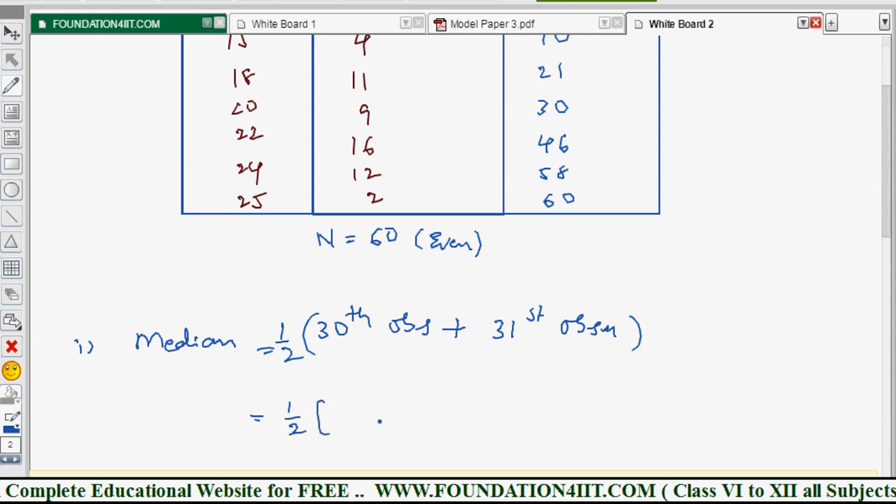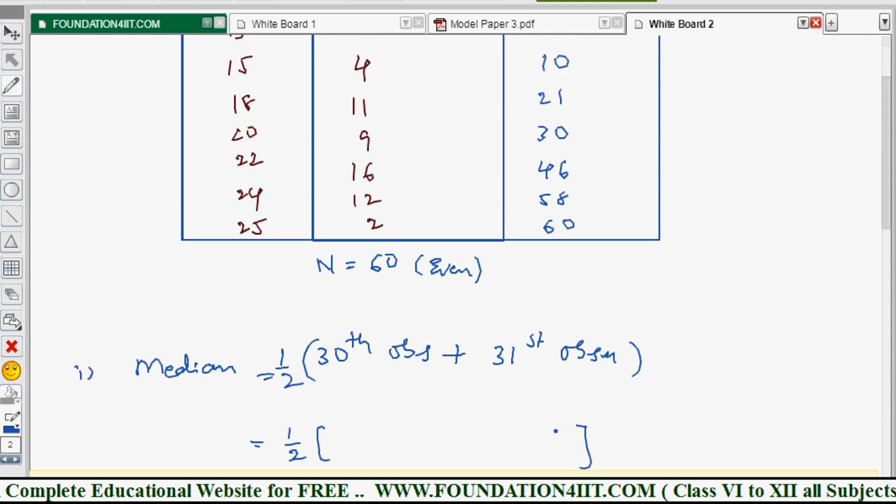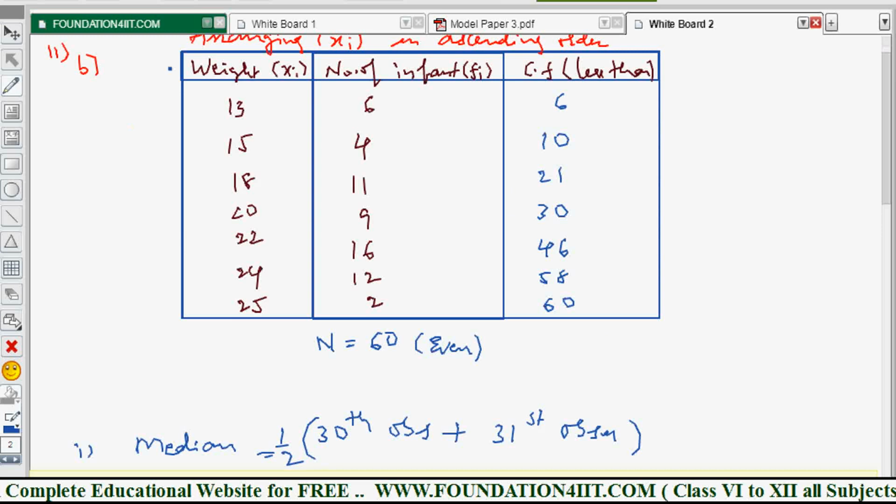So 1 by 2 into the 30th observation. If you observe these two values, from where to where you should take the observation is also important. It is 21, that means from 22nd to 30th observation the value is 20. So what is mentioned is 20. So the variant is equal to 20, for the 22nd to 30th observation.